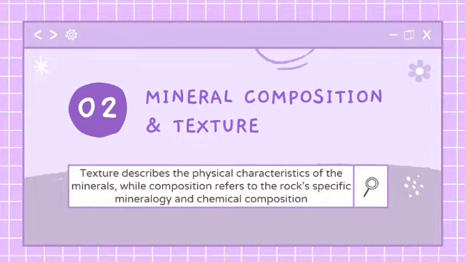Now let's go to the mineral composition and texture of the three rocks, wherein texture describes the physical characteristics of the minerals, while composition refers to the rock's specific mineralogy and chemical composition.